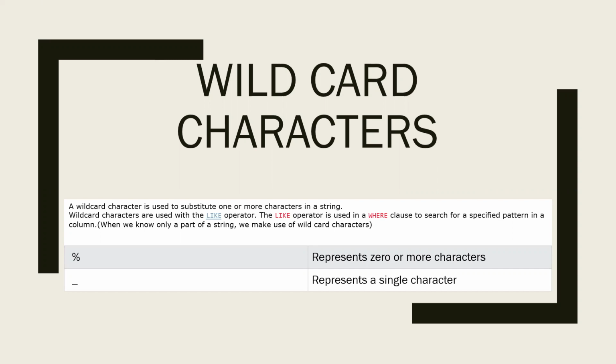There are two wildcard characters which you will be studying. First is the percentage sign, which represents 0 or more characters, and underscore, which represents a single character. So this percentage sign means any number of characters, and this underscore represents a single character. Let us see a few queries and it will be more clear to you.